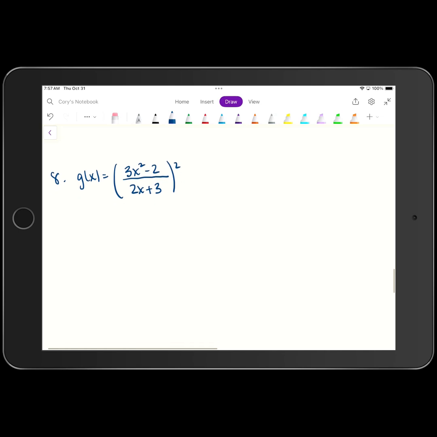Okay, with number 8. Again, I want you to try number 8 on your own. So for 8, we have g of x equal to the quantity (3x squared minus 2) over (2x plus 3) squared.